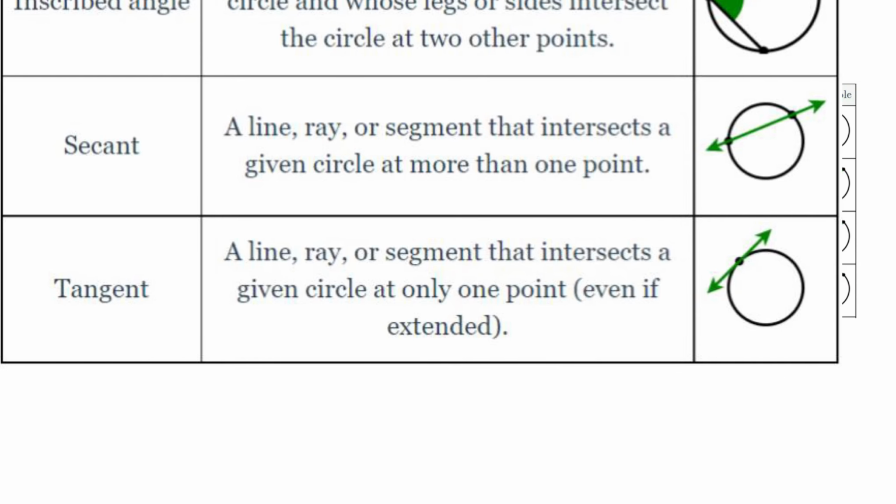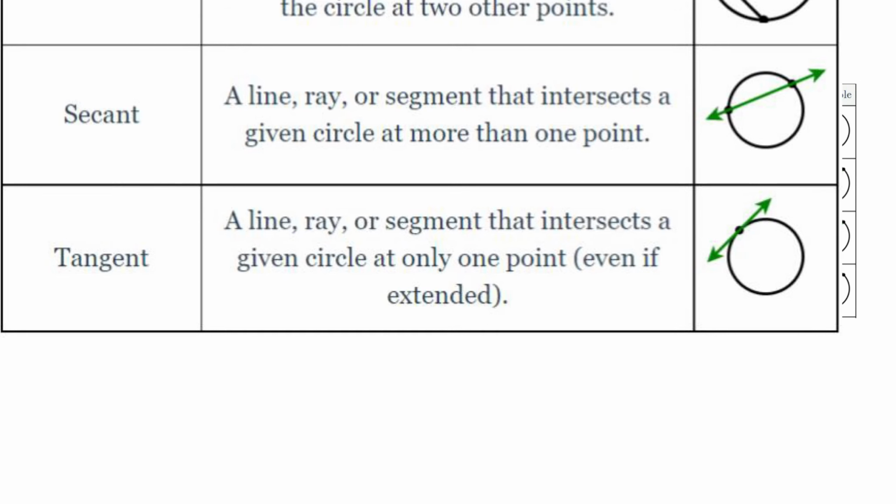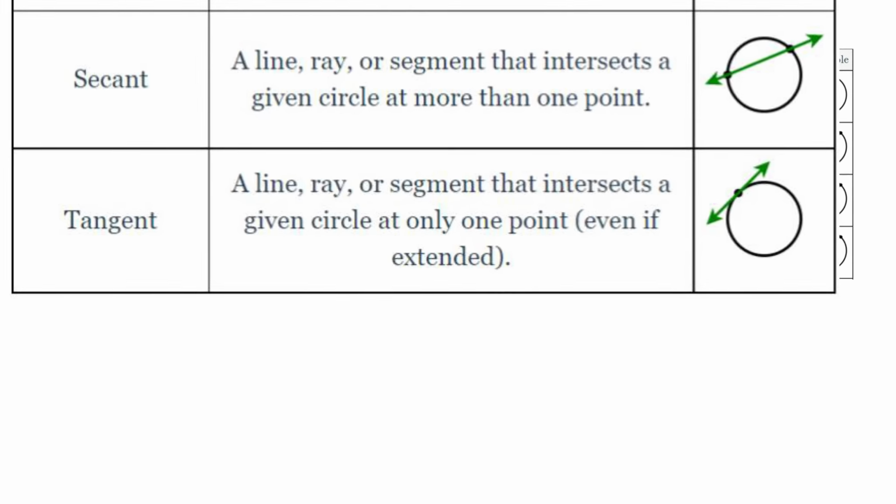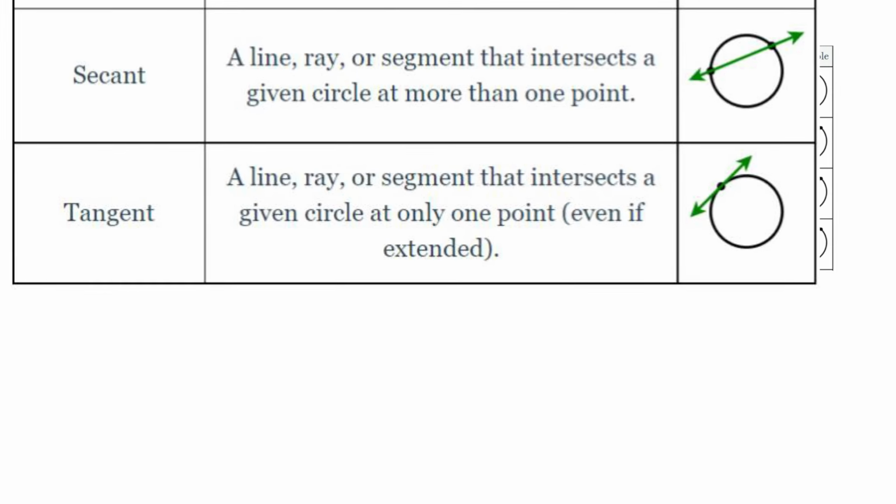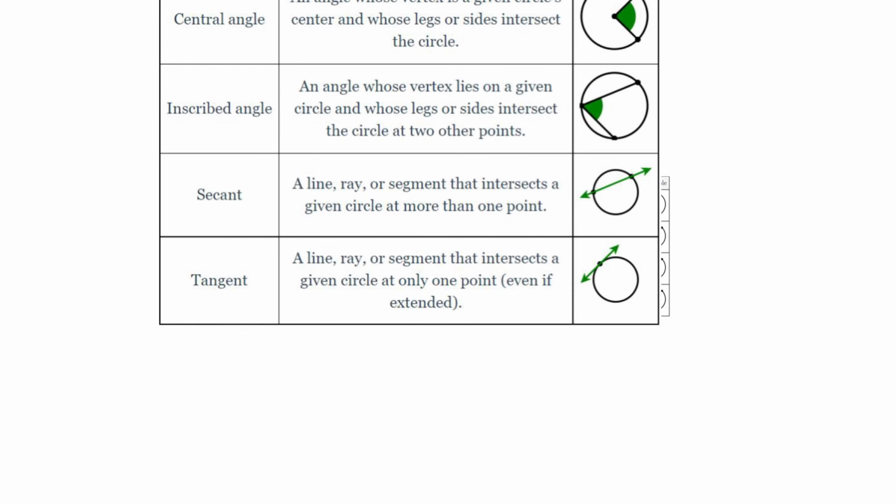Secant line, we've already talked about that, but there's another example. It's a line or ray that intersects a given circle at more than 1 point. And then lastly, a tangent line, a line or ray that intersects a given circle only at 1 point, even if extended. So those are all of the parts of our circle. Again, look back and reference those notes that I gave you if you do run into any issues.